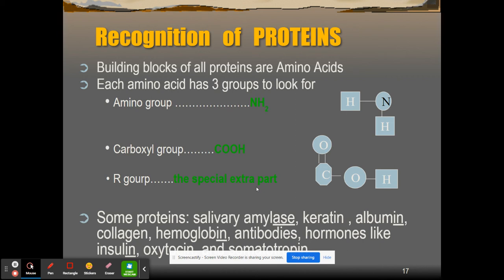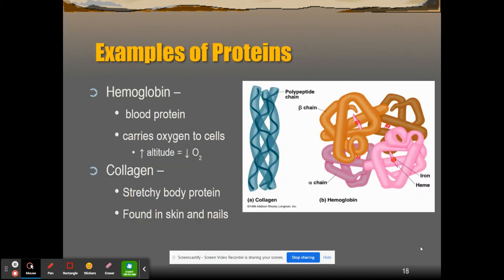Recognize your proteins by their amino acids. Amino acids have got an amino group, this nitrogen and hydrogen group. They've got a carboxyl group, which is the COOH, and they've got an R group. There's 20 different R groups, so that means that there's 20 different amino acids. Amylase, keratin, albumin, collagen, hemoglobin, antibodies, hormones like insulin, oxytocin, and somatotropin, as well as catalase, are all very common proteins that we will study in this class.